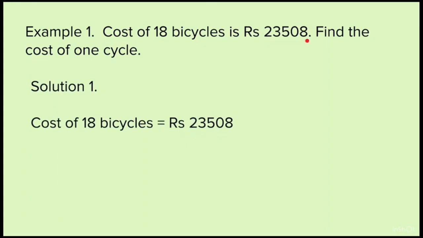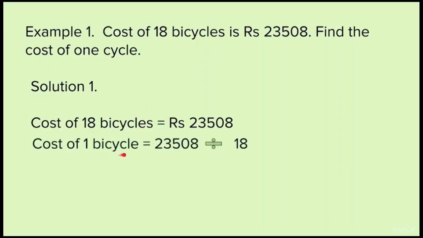Now, see the second statement. Find the cost of one cycle. What we have to find out? We have to find out the cost of one cycle. So, how will we write? Cost of one bicycle is equal to 23508 divided by 18. So the first statement that you have to write is cost of 18 bicycles, and the second statement that you will write is what is the cost of one bicycle.